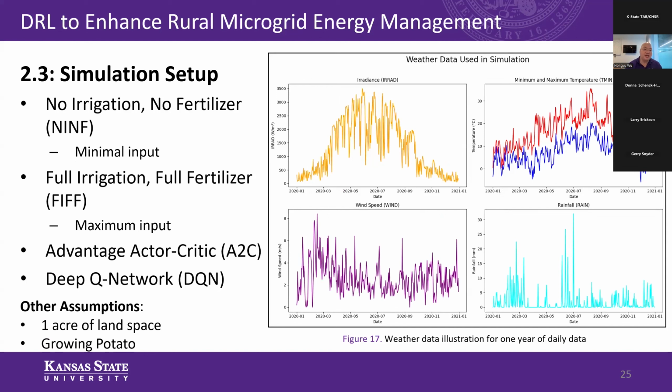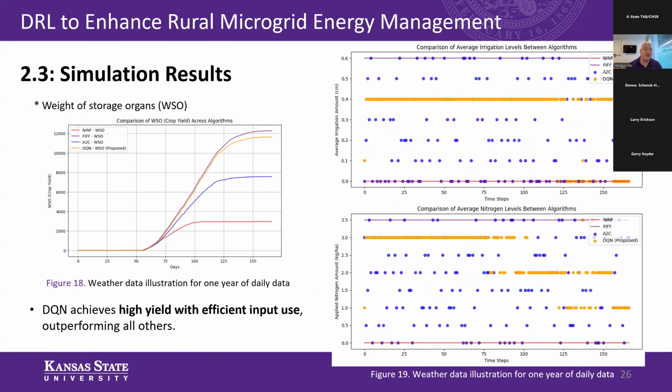For simulation, we simulate a couple of scenarios. The first scenario has no irrigation, no fertilizing, which is minimum input. The second one is full irrigation and full fertilizing. This is the most expensive one. The third one is advantage actor-critic, which is A2C. And the last one is deep Q network, which is DQN. We compare the four scenarios to see which one is the best according to our criteria.